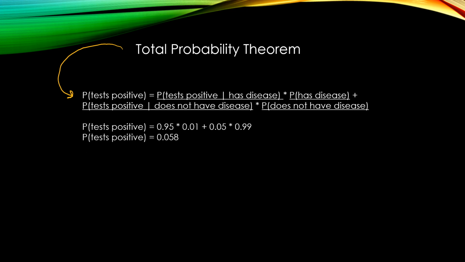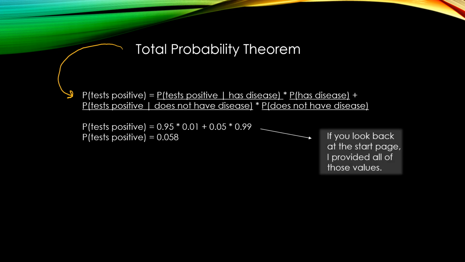Cool. So if we put these numbers to work, the probability that the patient tests positive is equal to 95% times 1%, or 0.95 times 0.01, and you're going to add that to 0.05, or 5%, times 0.99, or 99%. Once you put that together, you will get 0.058, or about 6%. All right, so now that we have that, and this is just a little reminder, if you look back at the starting page of our probability example, all this information is located there.